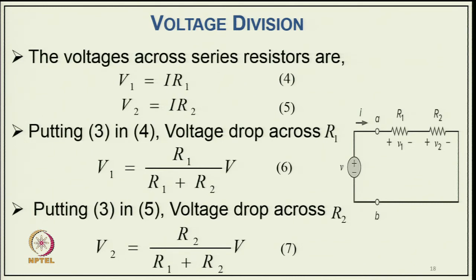V1 will be equal to I into R1 and V2 will be equal to I into R2. Putting relation 3 into 4, the voltage drop across R1 can be found: V1 equals R1 divided by R1 plus R2 into V. Virtually, V upon R1 plus R2 is the current, multiplied by the resistance R1, that gives V1. Similarly, putting the value from 3 into 5, the voltage drop across R2 can be calculated: V2 equals R2 divided by R1 plus R2 into V. Of course, here V divided by R1 plus R2 is the current, multiplied by R2, that is the voltage across R2.